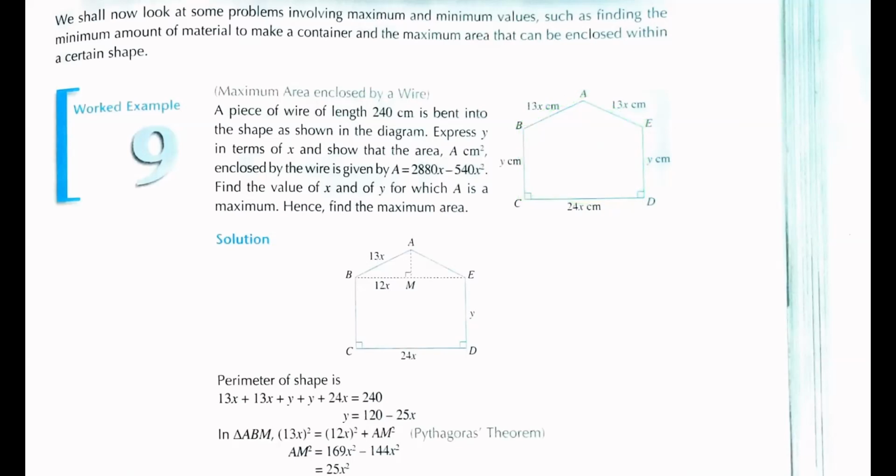So we want to express y in terms of x and show that the area A cm square enclosed by the wire, like this region that the farm animals are going to be inside, is given by A equals 2880x minus 540x squared. So that's the first part. Then the second part is, after you found that formula, show that formula is true. Part 2, you want to find the value of x and of y for which A is maximum. Hence, find the maximum area. So there's sort of like 3 parts in one question.